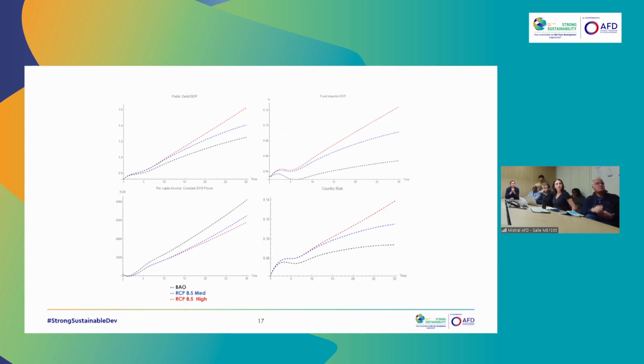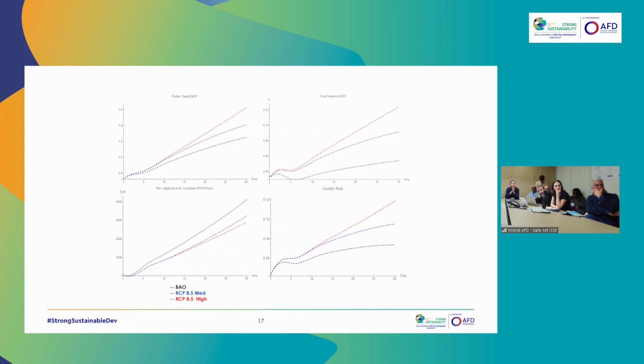We could have imposed default. We didn't. We just wanted to show the scale of it. But the Tunisian government will probably have serious problems finding foreign lending at these levels of a debt to GDP ratio. As you can see in the top right panel, the food imports as a percentage of GDP reach 12% of GDP in the end.